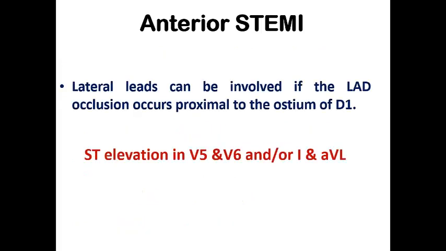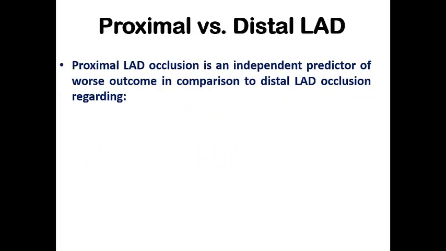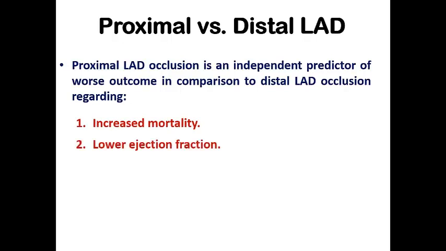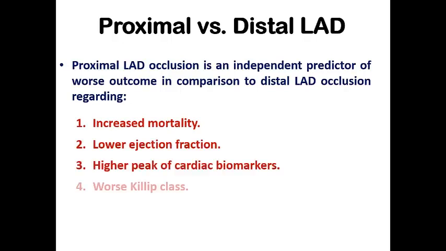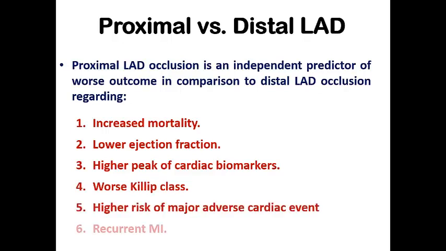And lateral leads can be involved, as we mentioned before, if the LAD occlusion occurs proximal to the ostium of the diagonal, leading to ST elevation in the lateral leads. So of course, proximal versus distal LAD occlusion is very important, because proximal LAD occlusion is an independent predictor of worse outcome in patients compared to distal LAD occlusion, regarding increased mortality, lower ejection fraction, higher peak of cardiac biomarkers, worse Killip class in the patients, higher risk of major adverse cardiac events, and recurrent MI.